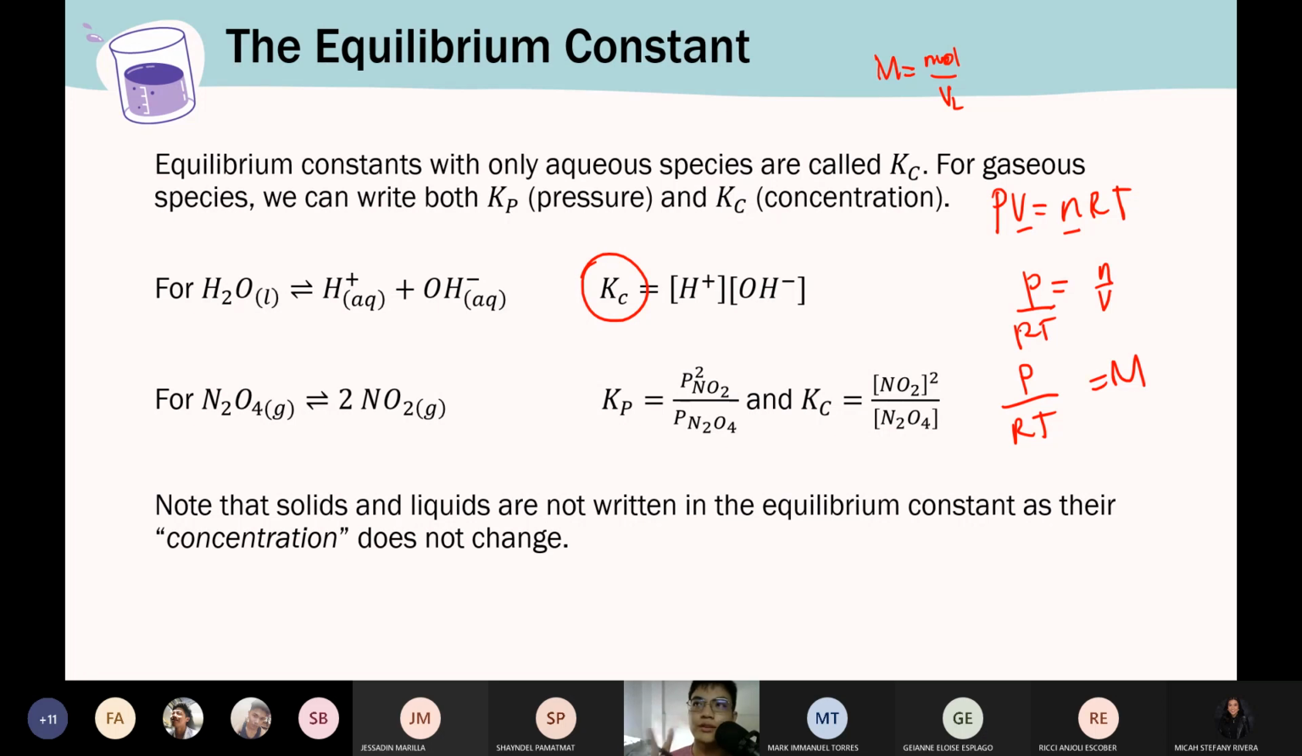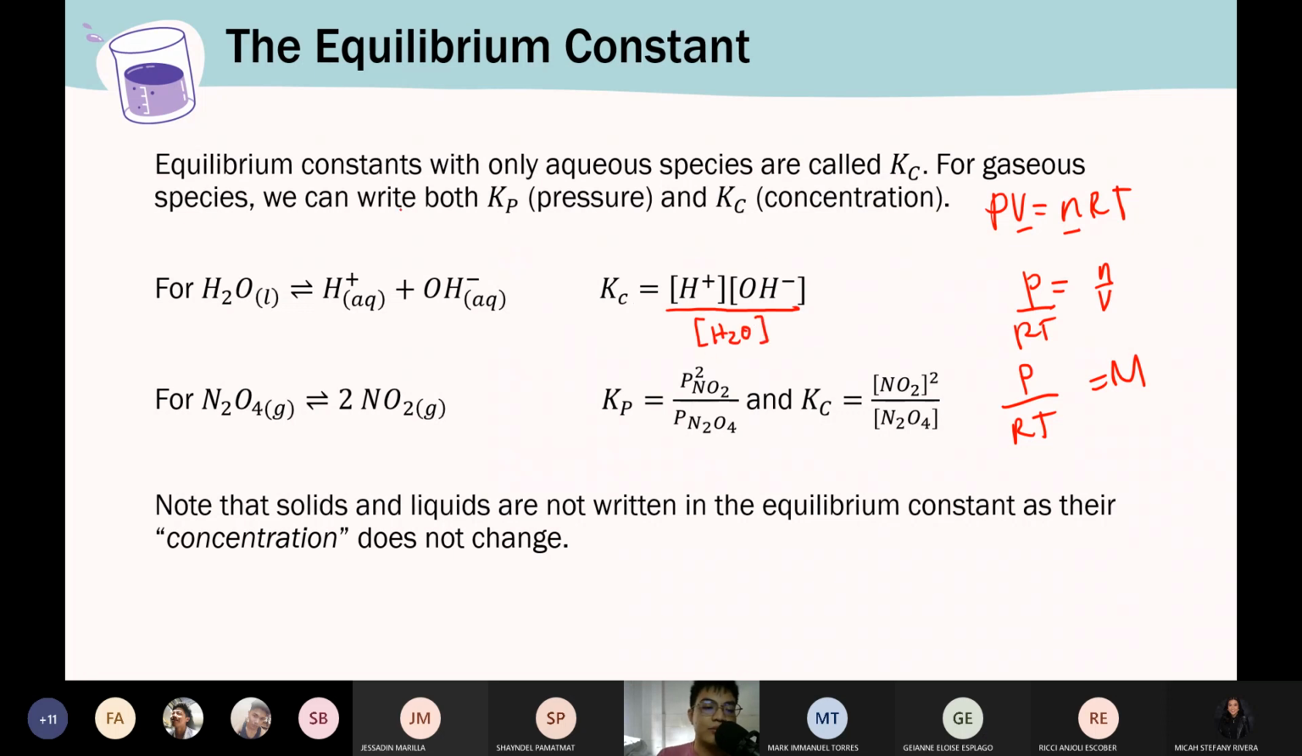Okay? So, there are two ways in determining the amounts of gases. Pwede in terms of pressure, pwede in terms of concentration. However, for aqueous species, the only way we can tell the amount of our species is in Kc. Okay? So let's try to make sense of what I have written here. So, for example, in H2O, ito yung product mo, di ba? So, your product, you multiply them. So, that's H plus times OH. And then for your reactant, that's H2O.